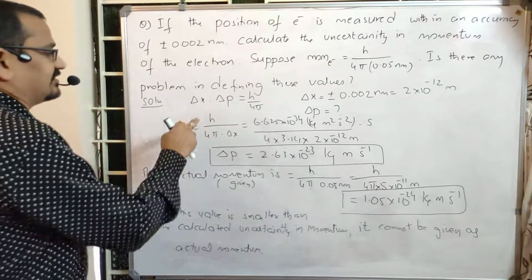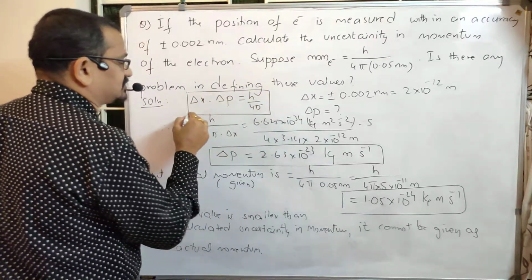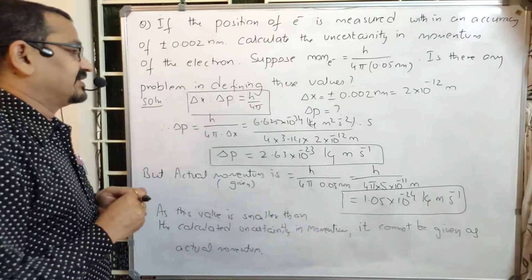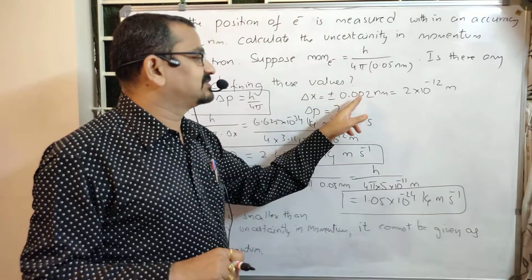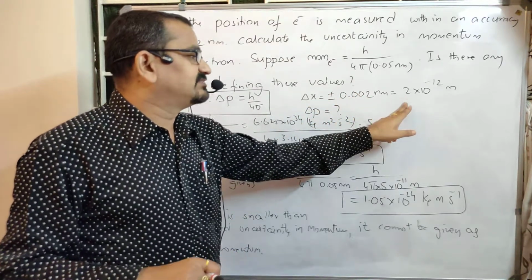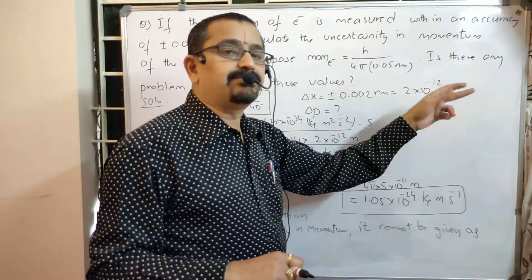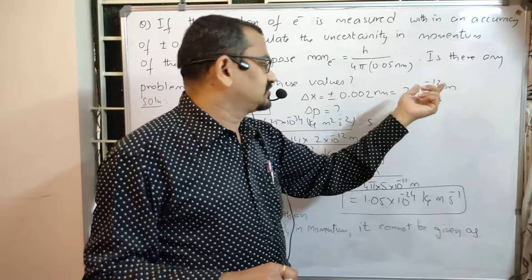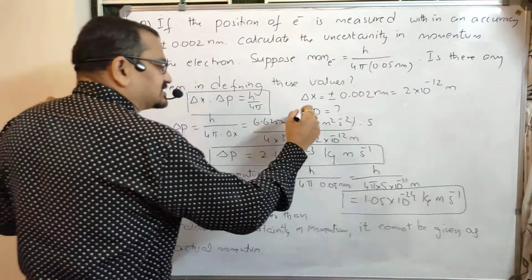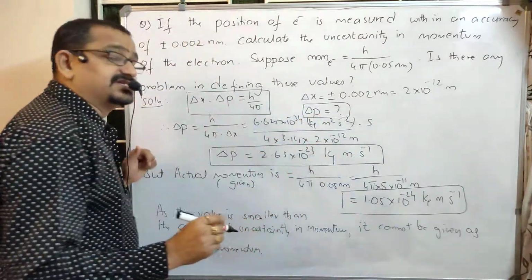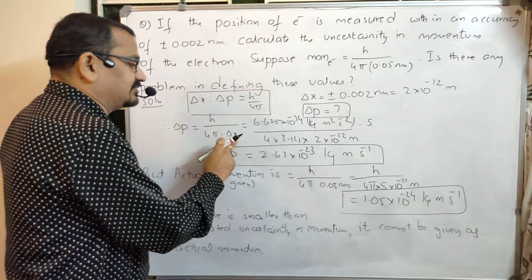Now, let us see. We have the uncertainty principle formula as delta x into delta p greater than or equal to h by 4 pi, right? We are given the uncertainty in position as plus or minus 0.002 nanometers, which on simplification is 2 into 10 power minus 3 nanometer, and nano means 10 power minus 9. So, 9 and 3, so 2 into 10 power minus 12 meters. Now, we are asked to find delta p, uncertainty in momentum. So, find it using the formula h by 4 pi into delta x.